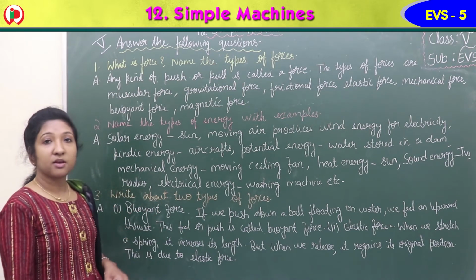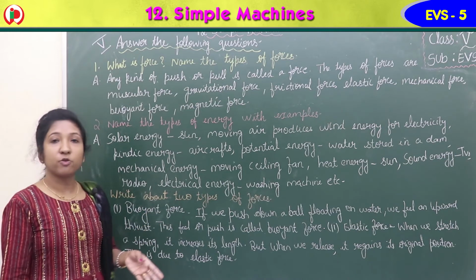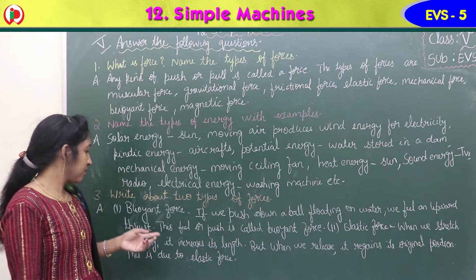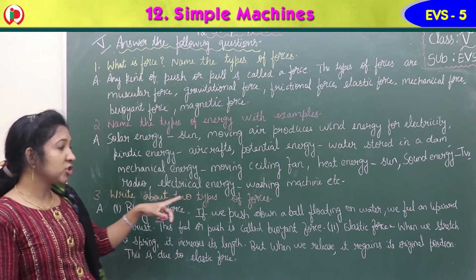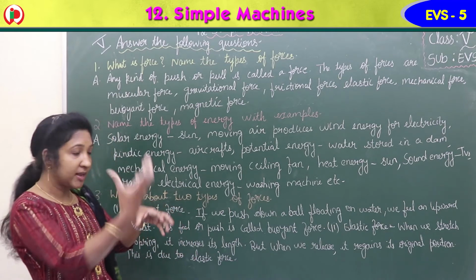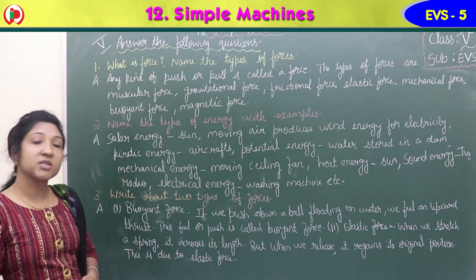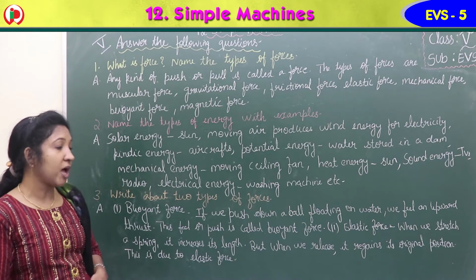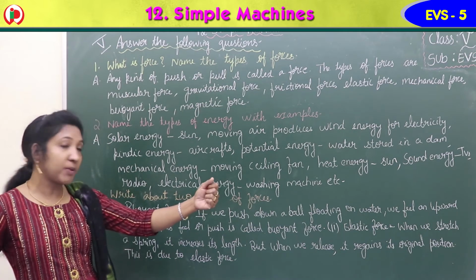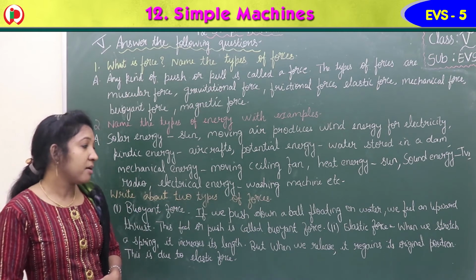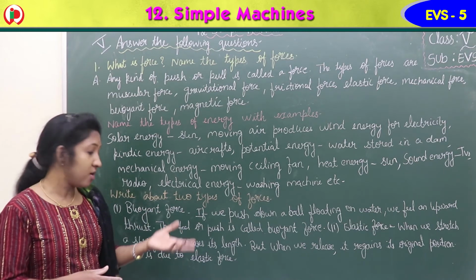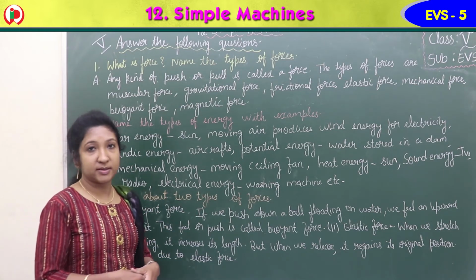Third question, write about two types of force. We learned about different types of force. You can write any two of them. Buoyant force, if we push down a ball floating on water, we feel an upward thrust. This feel or push is called buoyant force. Another type of force is elastic force. When we stretch a spring, it increases its length. But when we release it, it regains its original position. This is due to elastic force.